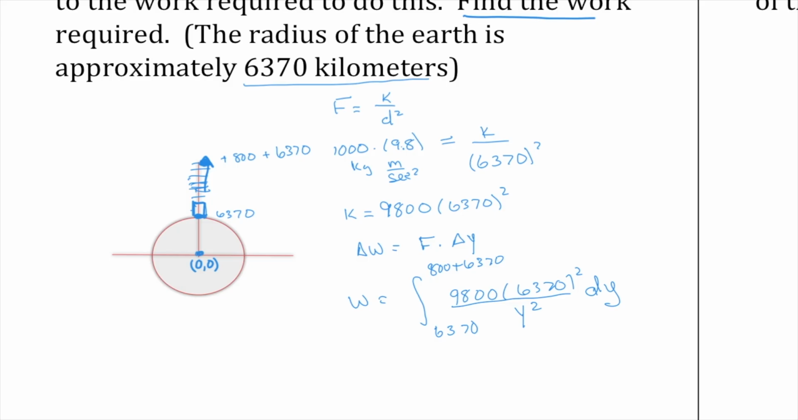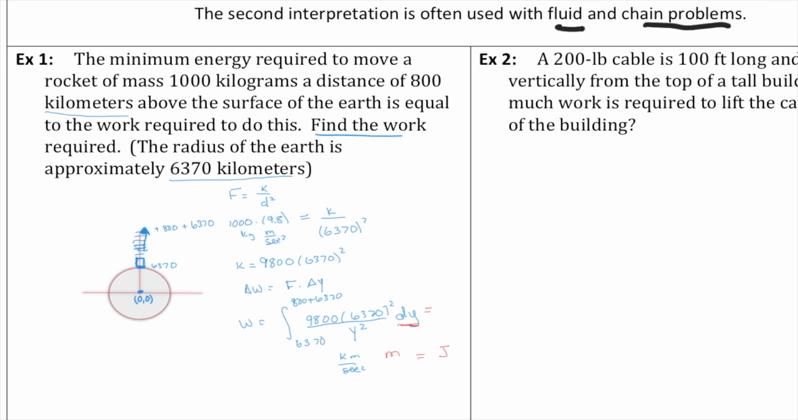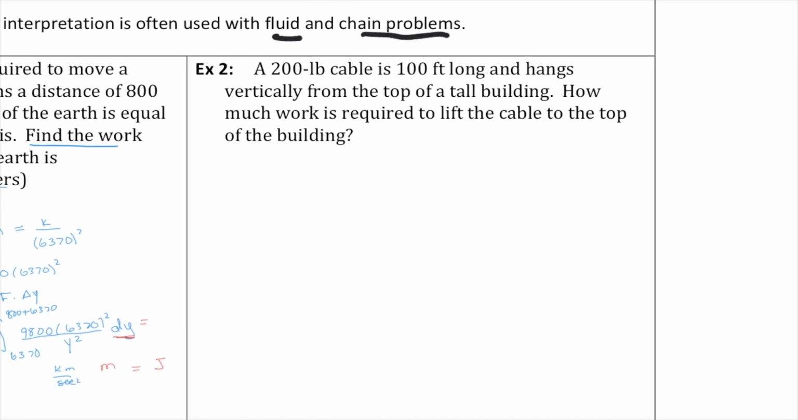All right, now what are we measuring this in? So we already know that the force is going to be kilogram meters per second squared. Then we're multiplying by dy, but dy again is going to be meters. So we now have our answer in joules. So go ahead and figure out what that value is, and we know we have the correct units. Now read example 2 and draw an appropriate picture.